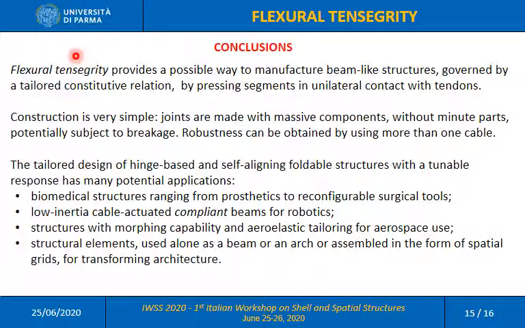We are now ready to draw the conclusions. We've shown that flexural tensegrity provides a possible way to manufacture beam-like structures which are governed by tailored constitutive relations. And the key point is pre-stressing the segments in unilateral contact with tendons. The construction is very simple because the joints are made with machine components without minute parts that may be potentially subjected to breakage. Robustness can be obtained by using more than one cable.